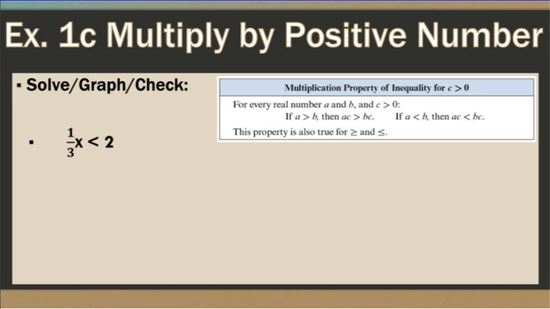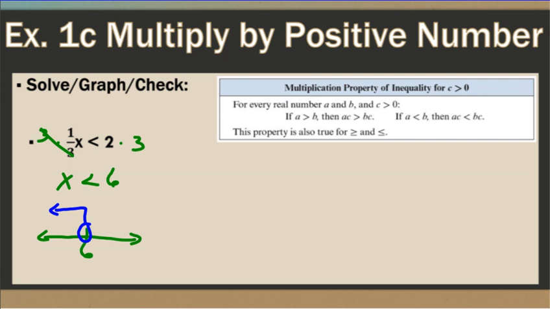Next one, 1/3 x is less than 2. The reciprocal of 1/3 is 3. So multiply by 3 on both sides. I end up with x is less than 6. Number line. We have an open circle on 6 because it doesn't have the equal to sign. Less than means it goes to the left. Pick a number less than 6.